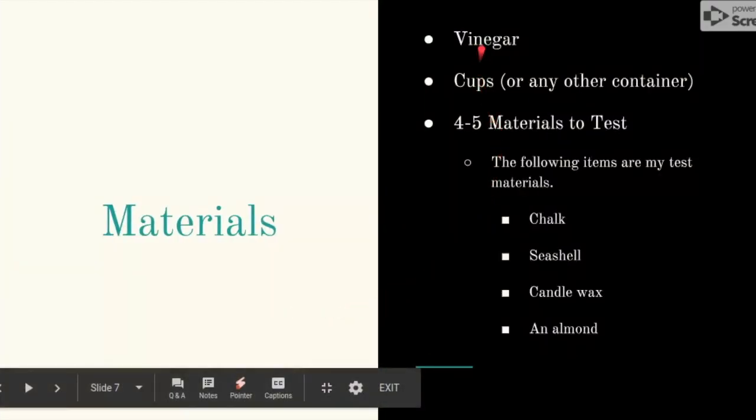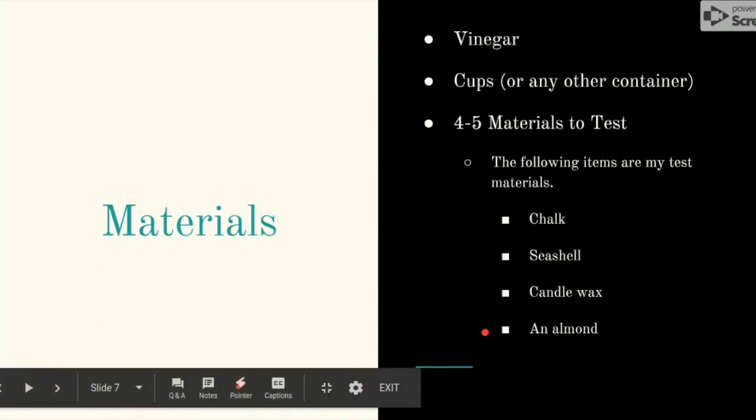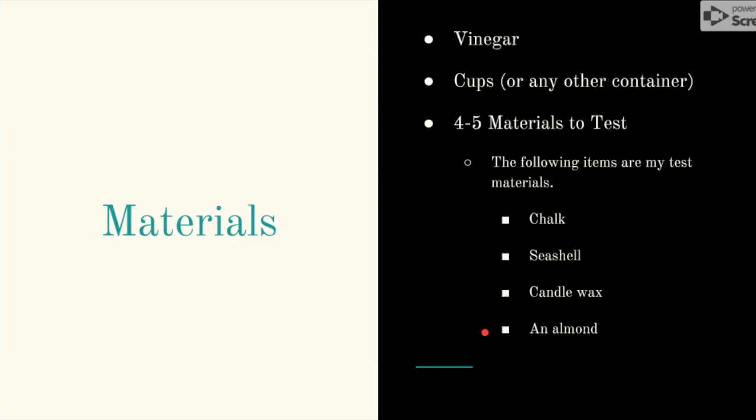The materials that you're going to need, and what I used, were vinegar, obviously, containers or cups, and 4 to 5 materials that you choose to test. My materials were chalk, seashell, candle wax, and an almond. You can think about the Make an Egg Bounce experiment, what you already know about vinegar, and pick 4 items that you want to test by putting in vinegar. It's better if you don't use the same ones as I do, so you actually get new results instead of just seeing whatever I've done.